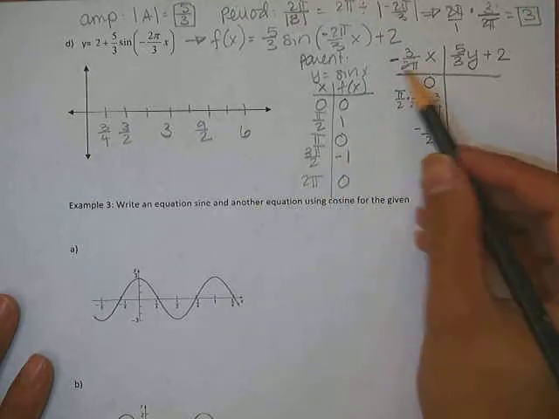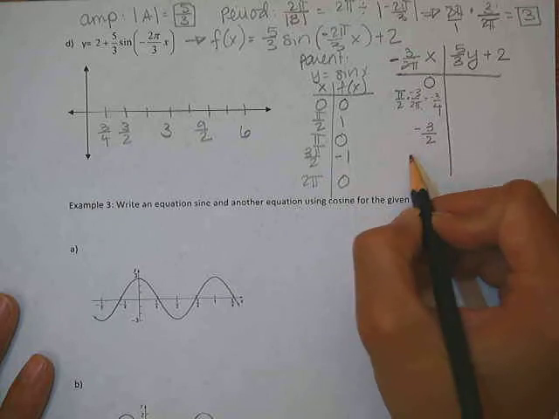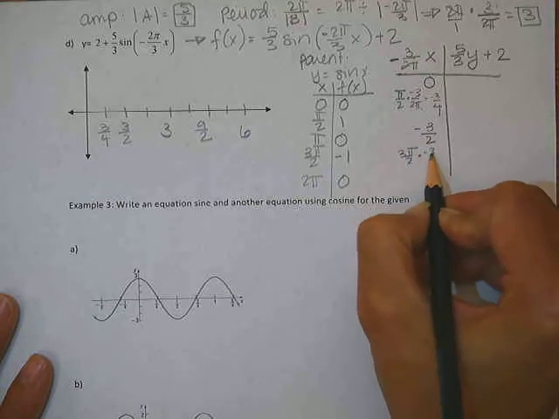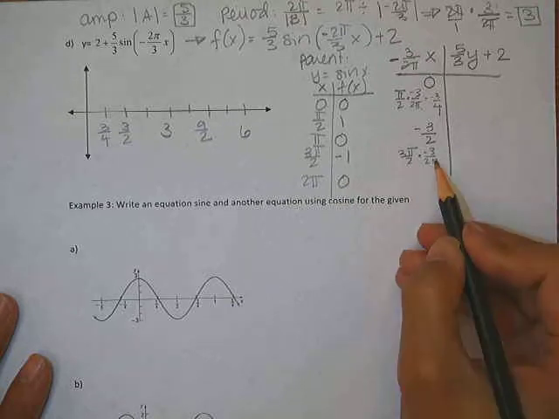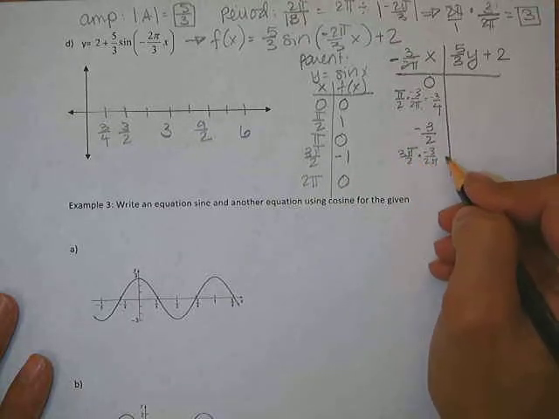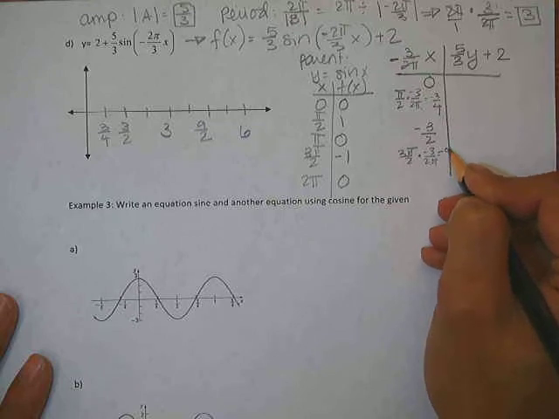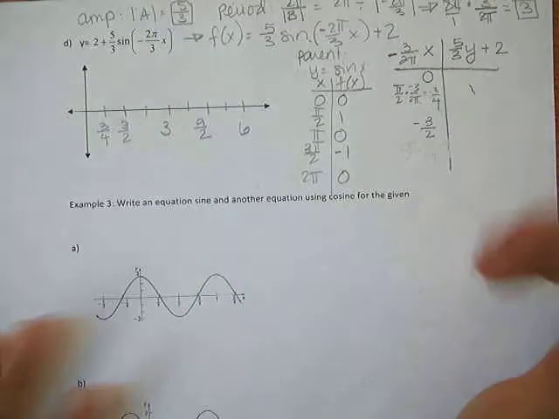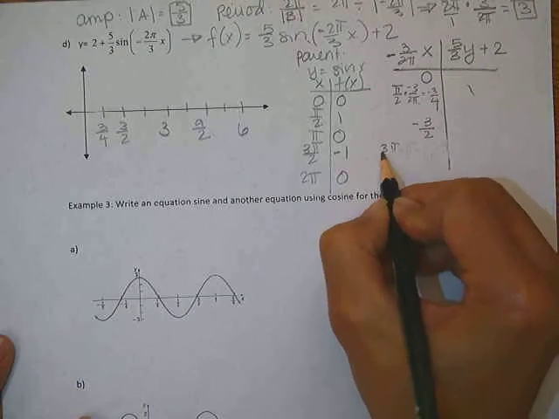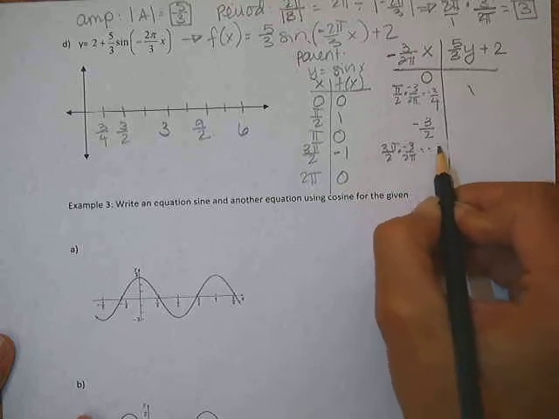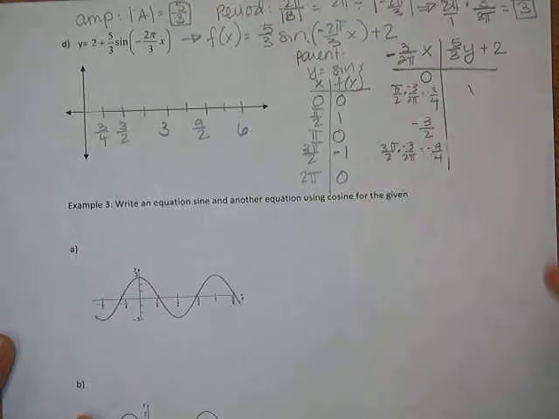3 pi over 2 times negative 3 over 2 pi. Let's see what happened. Those pi's will cancel. 3 times negative 3 is negative 9, so negative 9 over 4. Oh, that is so ugly. I don't want to squeeze, so let me make it neater. 3 pi over 2 times negative 3 over 2 pi equals negative 9 over 4.